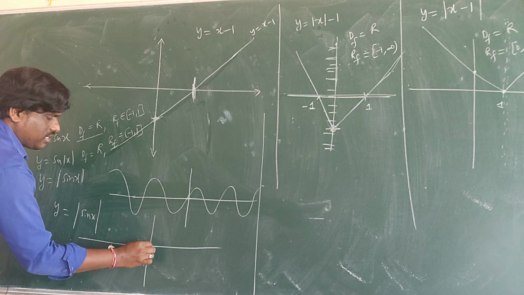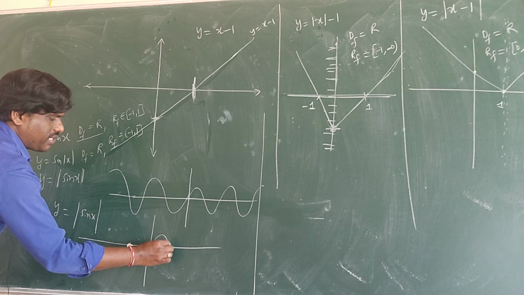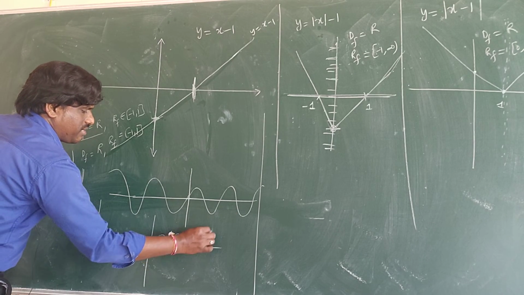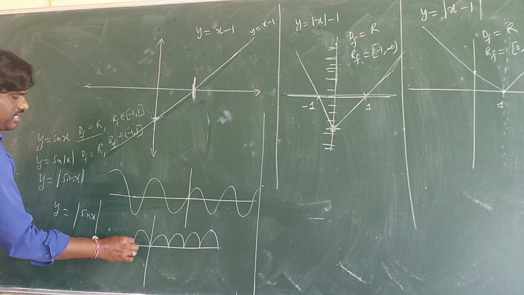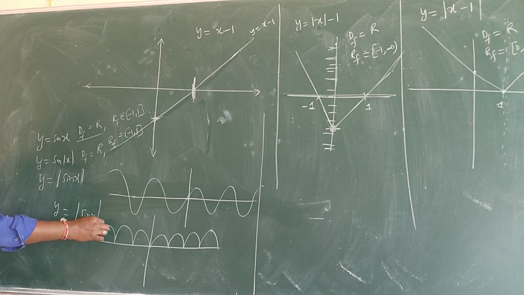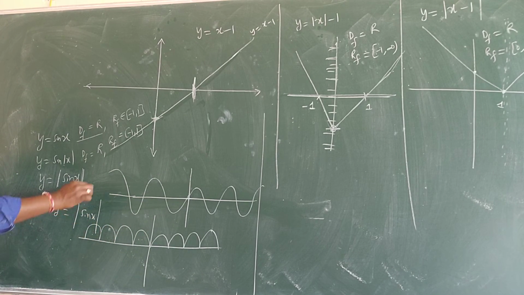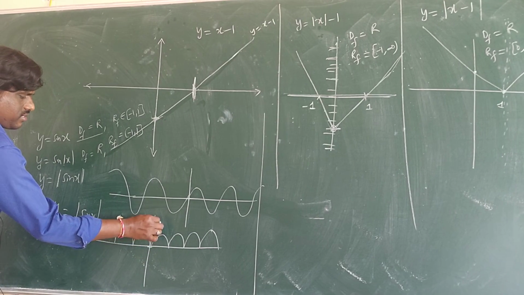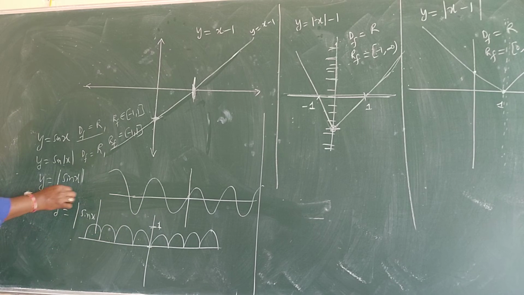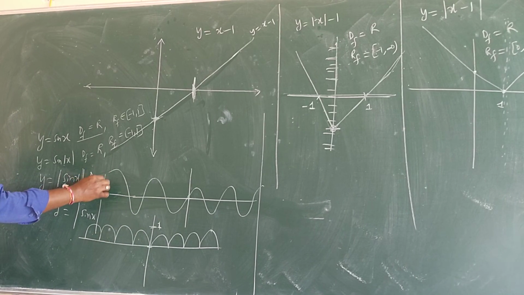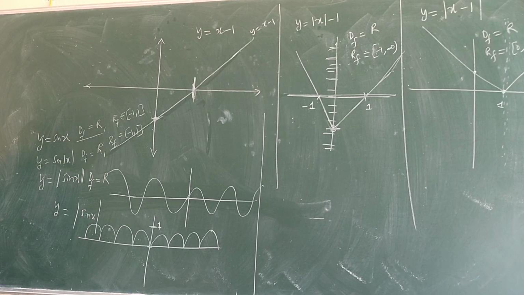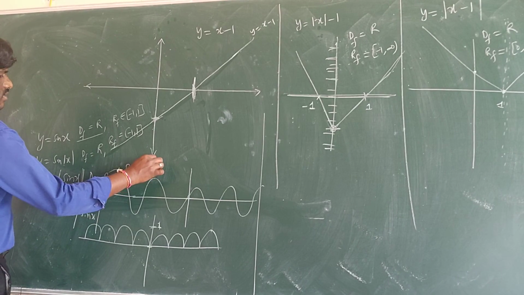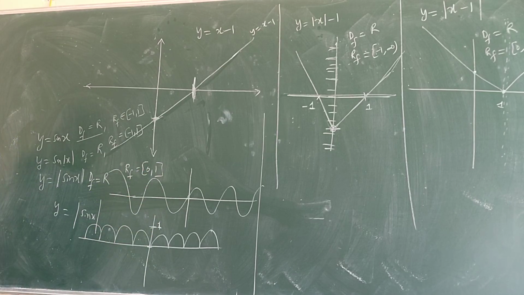So what do I get here? This was here, and this down part will jump up. Already this was up, and this down part will jump up. So this will be the graph of mod of sin x. This is the 0 point, this is the 1 point. What is the domain of this function? The domain of the function is real. And what is the range of this function? 0 to 1, closed.